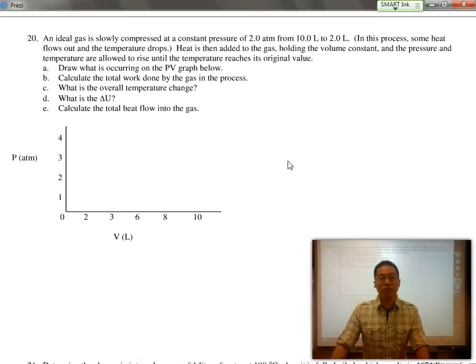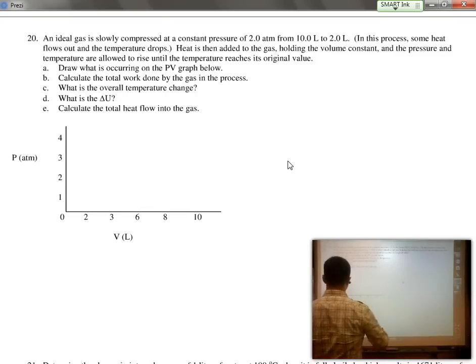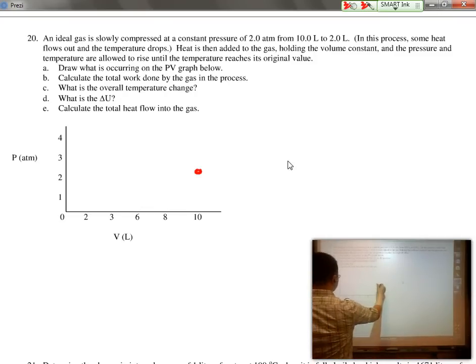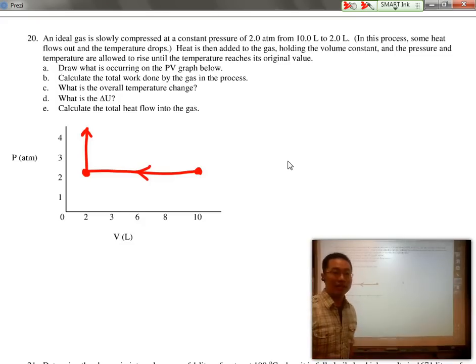Okay. So let's do another practice question together. An ideal gas is slowly compressed at a constant pressure of 2 atm from 10 liters to 2 liters. So 10 liters to 2 liters. In this process, some heat flows out and the temperature drops. Heat is then added to the gas, holding the volume constant, and the temperature rises until it reaches its original value, which we don't know exactly what it is. But this is what the graph looks like. We have an isobaric line and then an isochoric line.